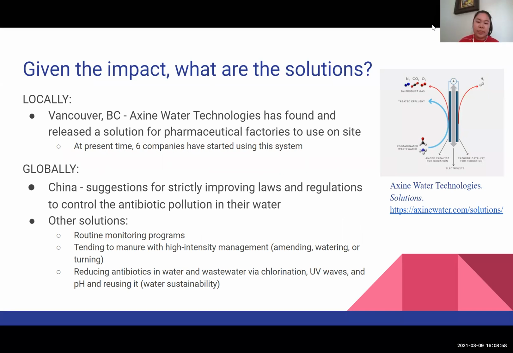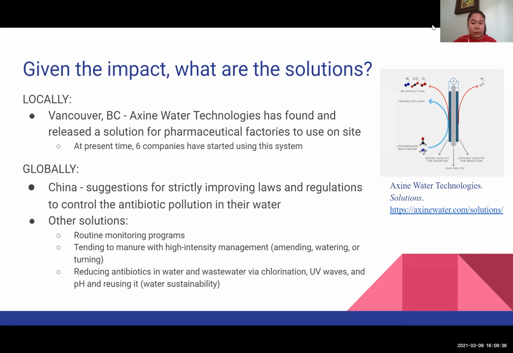The solutions to tackle antibiotic contamination in marine habitats have been ongoing for quite a while now. In Vancouver, there's a company called Axine Water Technologies that has found a solution for the contaminated wastewater that comes out of pharmaceutical factories. Basically, as shown on the right, the wastewater goes through a catalyst and a hydroxyl radical, which is a combination of one oxygen and one hydrogen, which reacts with the organic pollutants in the water. It breaks the pollutants down and oxidizes them back to their basic molecules, which are oxygen, hydrogen, and nitrogen gas. The water can then be safely reused or go to the sewer.